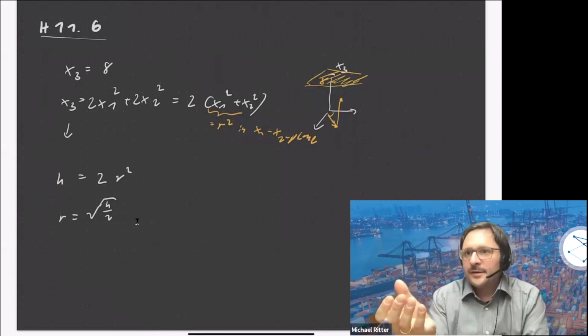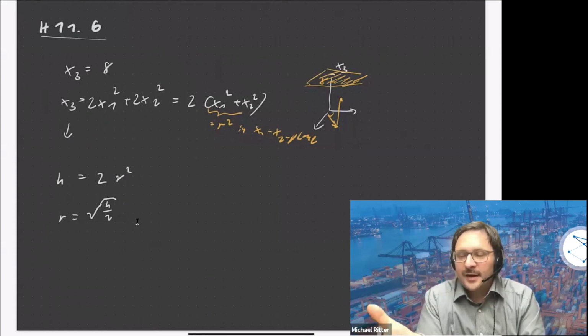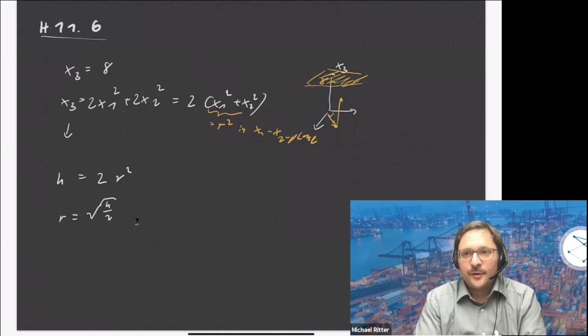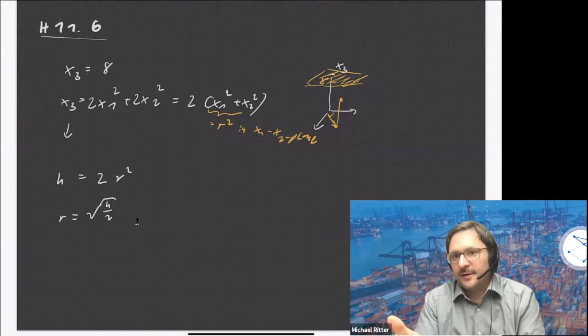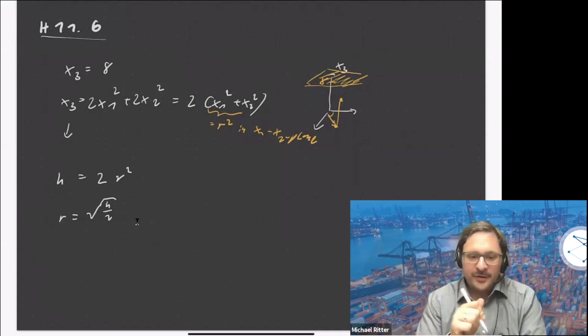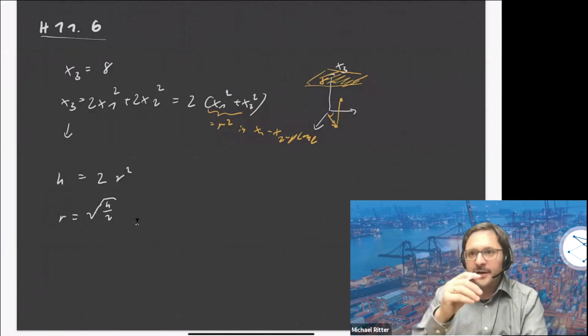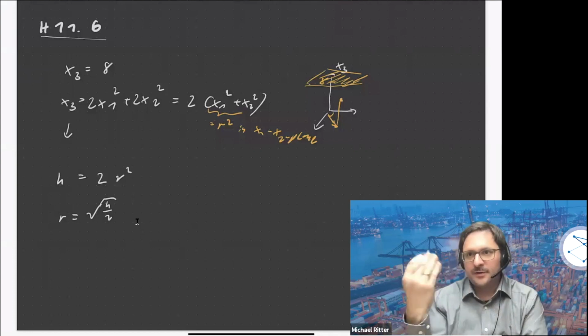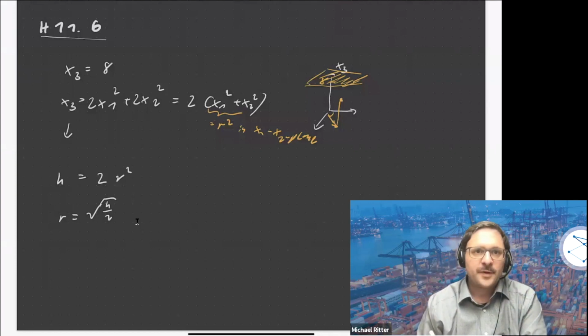So I can either take the height as the independent variable and then constrain the radius, or I can take the radius as the independent variable and then constrain the height. I opted for the first way, but of course you can do it the other way as well. Now what we're doing is the body that we're looking at rotates around the x3 axis. It does basically one complete rotation. It's a solid body.